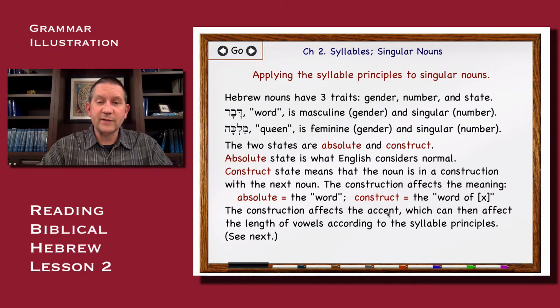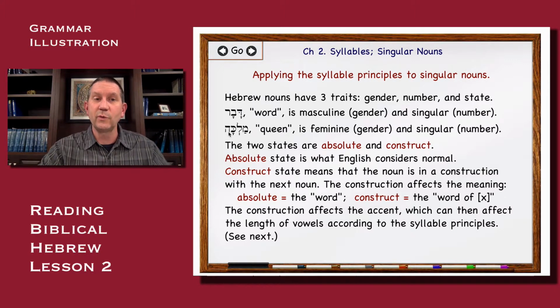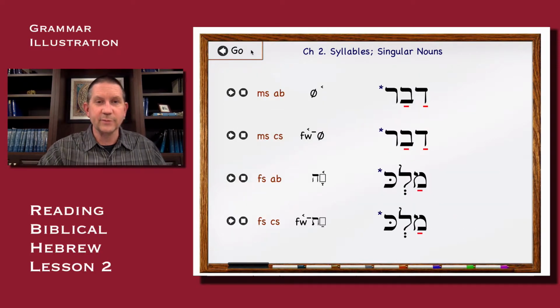This construction affects the accent, which can then affect the length of the vowels, and it's going to follow all the syllable principles. So let's maybe just try it mentally before we go there. Let's say you have malka in the absolute state, and you put davar in front of it to say the word of the queen. Malka has the accent, and we're going to treat that entire word as if it is the accented syllable in relationship to davar. Davar is now going to end with a pretonic syllable. What would it look like? Okay, let's take a look at the examples.